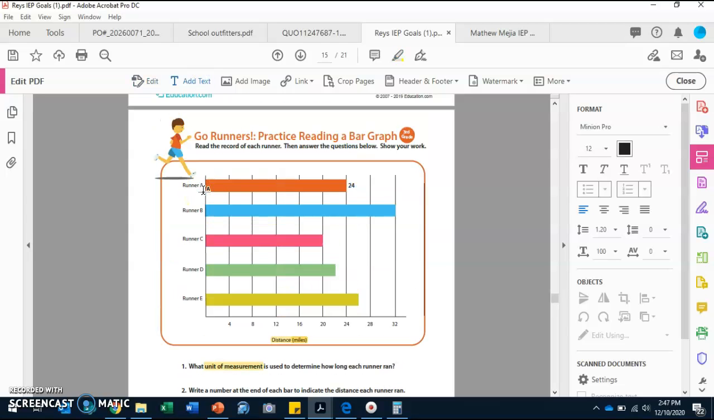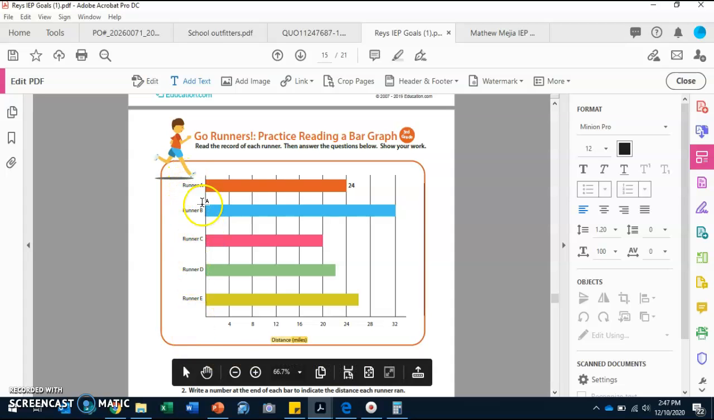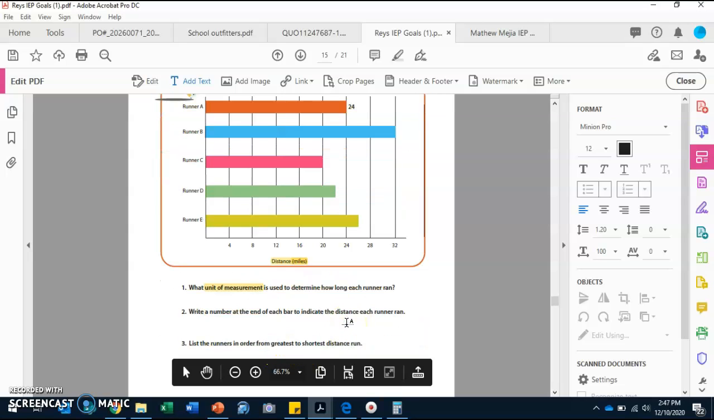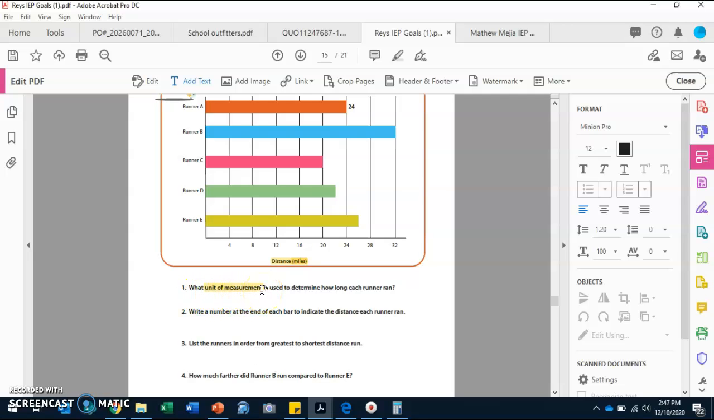If we look at the bar graph, here they're showing us the different types of runners, and then here they're telling us the distance in miles. So what kind of measurement are they using here? Yes, good job, miles. So here we're going to put the unit of measurement is miles.